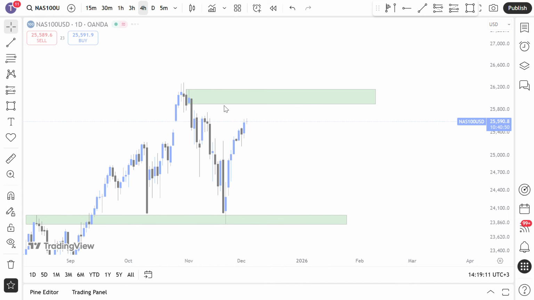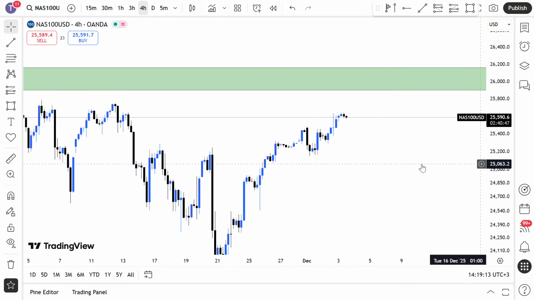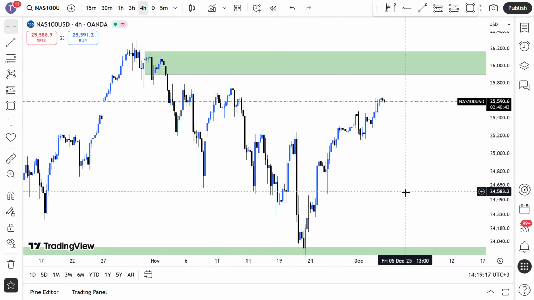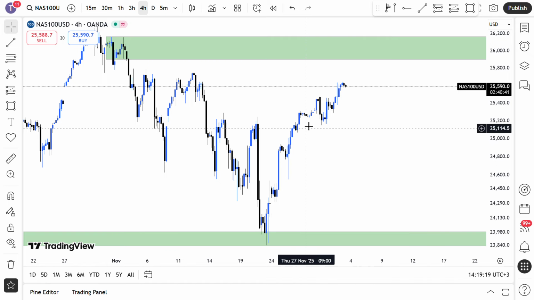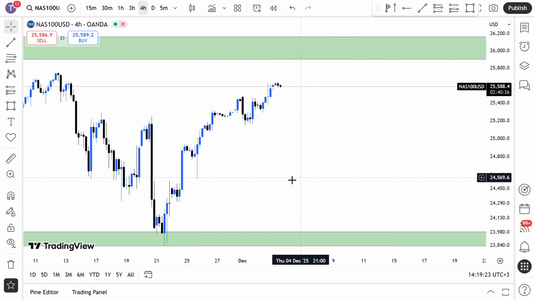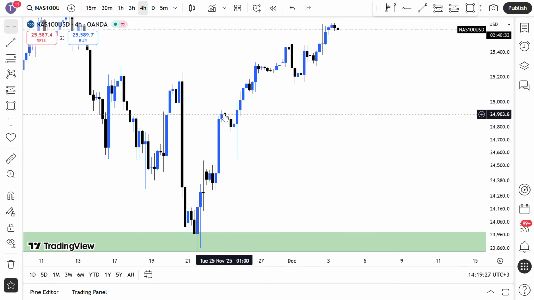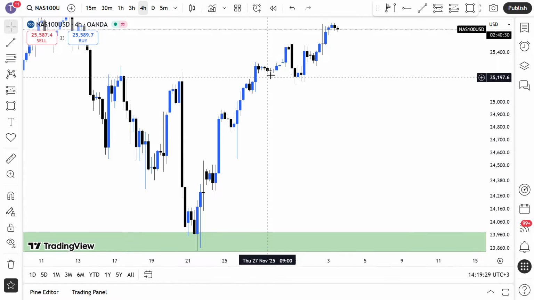So coming into the 4-hour time frame, we had this bearish movement to the downside, but you can see clearly that price has now turned into a bullish movement to the upside. As you can see clearly from the 4-hour time frame, price is filling each and every fair value gap before moving to the upside.